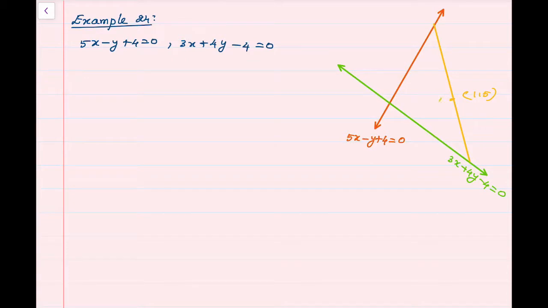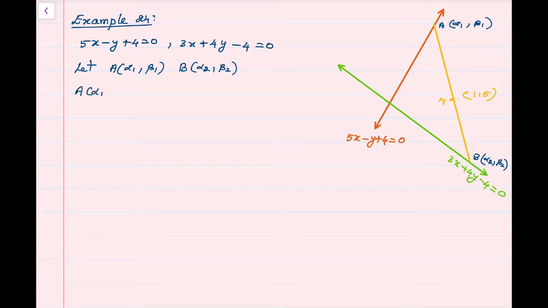We will take this point as M. Let this point be A, whose coordinates are alpha 1, beta 1, and let this point be B, whose coordinates are alpha 2, beta 2. And M is the midpoint of AB. We have to find the equation of the line AB.